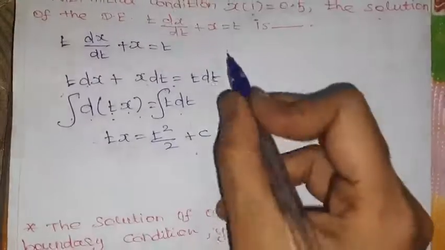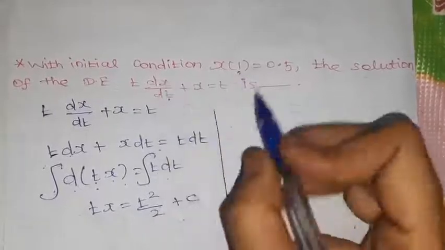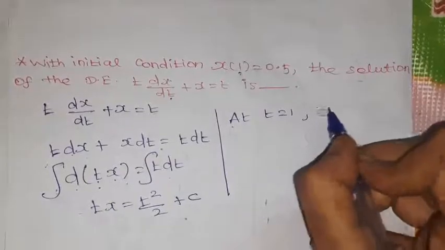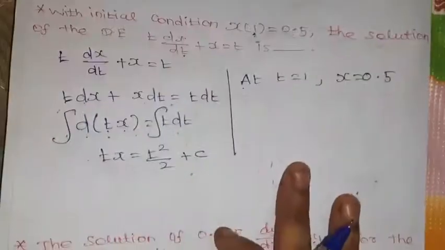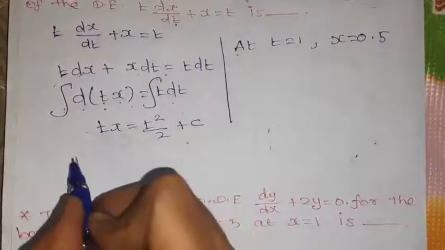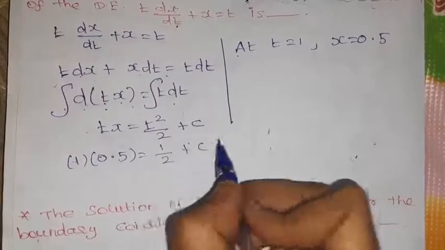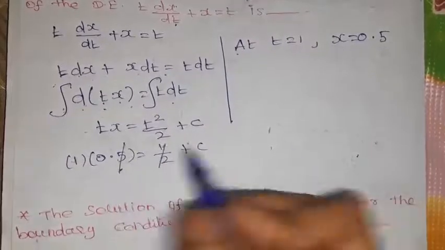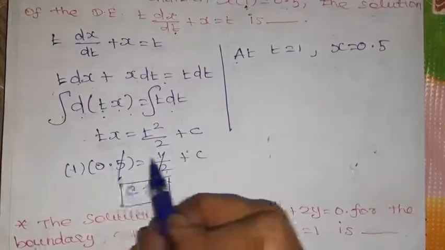Now what is given? At t equal to 1, x equal to 0.5, right? At t equal to 1, the x value is 0.5. So substitute here the t value as 1 and the x value as 0.5. 1 into 0.5, again t value is 1, so 1 by 2 plus c. So 0.5 and 0.5 get cancelled, c equal to 0 only. Okay, then what is the solution from here?